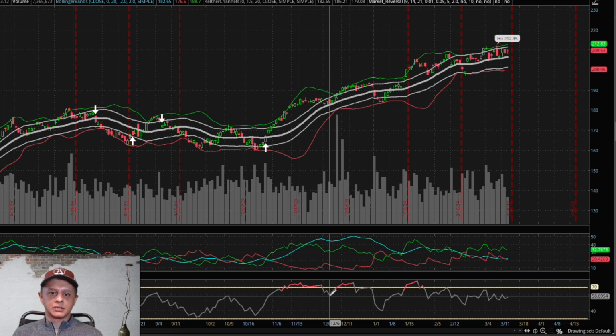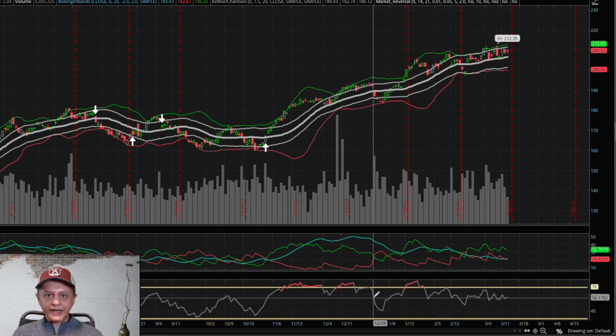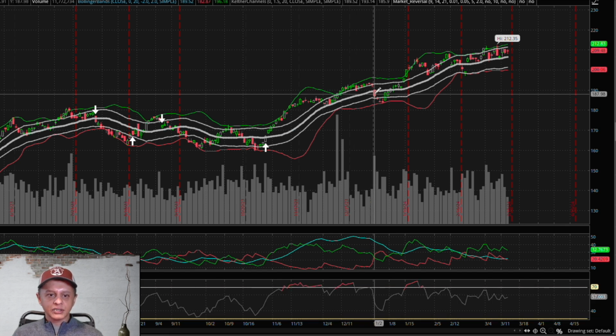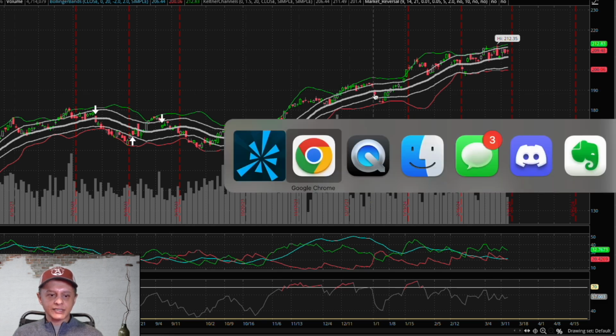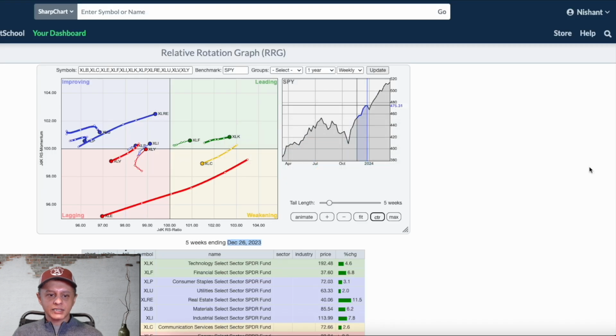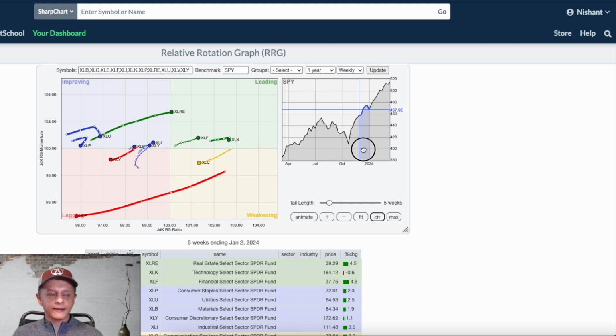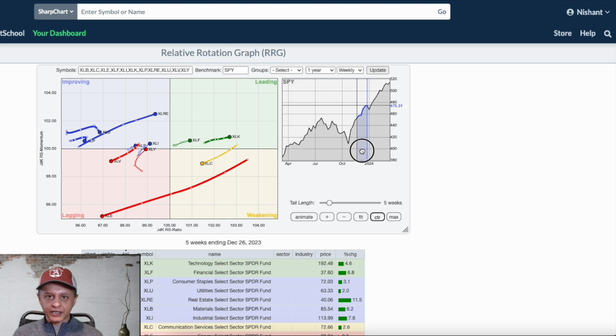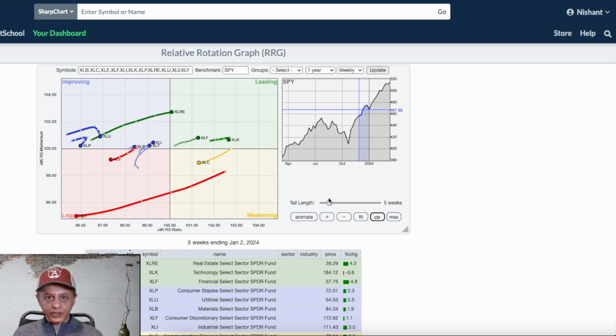But if you have access to that RRG information, you can clearly see that whether it's December 26th, January 2nd, or January 8th, XLK is still in the leading quadrant. So if you were to take a bearish trade on XLK, any tech trade, that wouldn't have been a good idea.